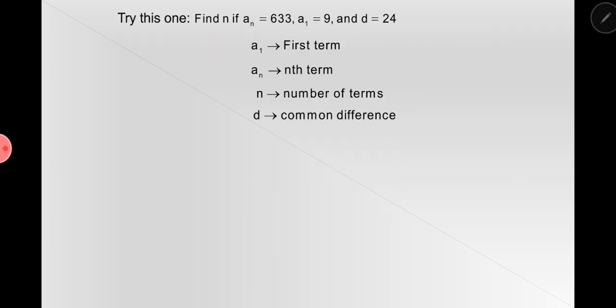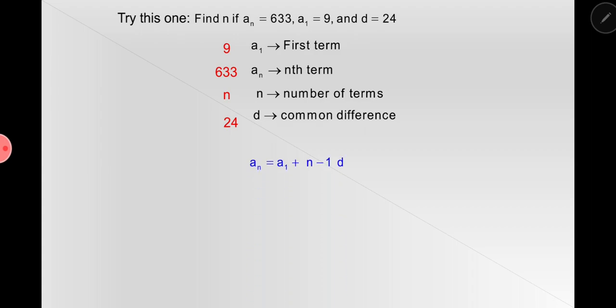So, what about this one? Find n if a sub n is equal to 633, a sub 1 is equal to 9, and d is equal to 24. Okay, first term, 9. Nth term, 633. N. So, since n is the unknown, ganun pa rin siya. So, the common difference is 24.